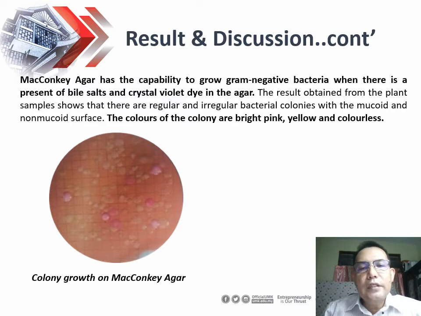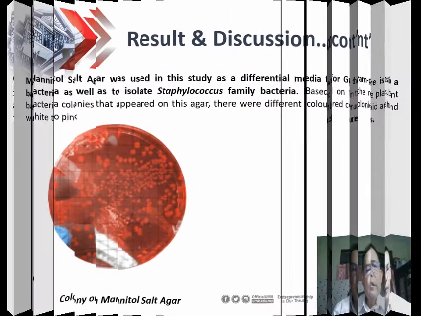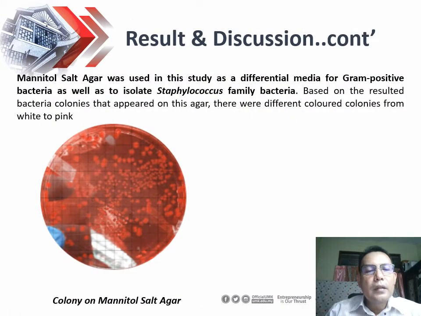Next, result and discussion continue. MacConkey agar has the capability to grow gram-negative bacteria because of the presence of bile salts and crystal violet dye in the agar. The colors of the colonies are bright pink, yellow, and colorless. Next, mannitol salt agar was used in this study as a differential medium for gram-positive bacteria as well as to isolate Staphylococcus bacteria.